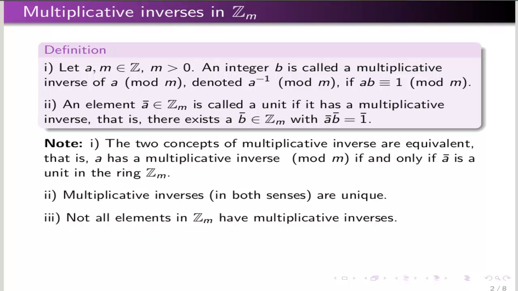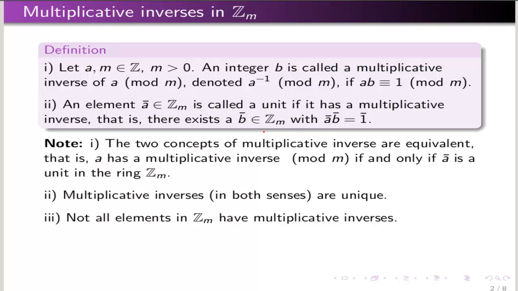And then if I'm working in the ring Z mod M, let's start with A bar being an element of ZM, and we'll call it a unit if it has a multiplicative inverse. So that's just a general concept. A unit in a ring is an element that has a multiplicative inverse. So in this case, there would have to be an element B bar in the ring Z mod M such that A bar times B bar equals 1.